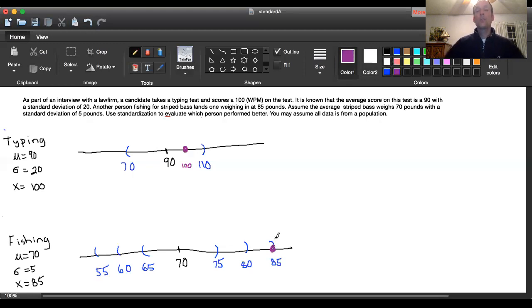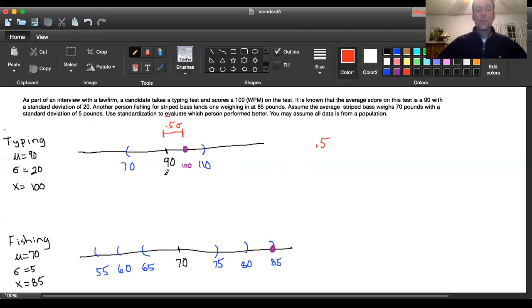Okay, so how do we solve the exercise from here? What we're going to be doing, let's go back to the typing scale, and we're going to take a look at the difference between the average and the score that that person got at 100. And we're going to ask ourselves, how many standard deviations are they away from the mean? The difference between 90 and 100 is going to be 10, and we know 1 standard deviation is equal to 20, so it must be true that we've traveled exactly half a standard deviation above the average. Let's go ahead and mark down on the side that we traveled half a standard deviation above the mean.